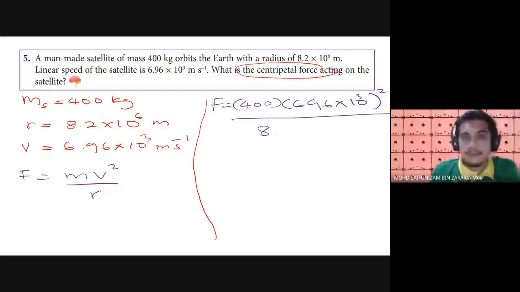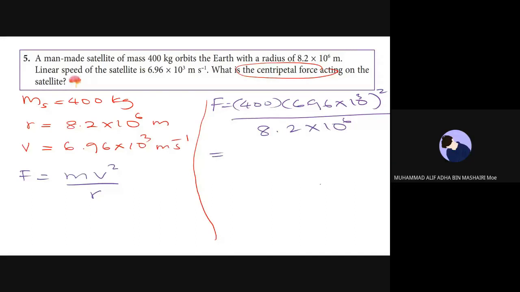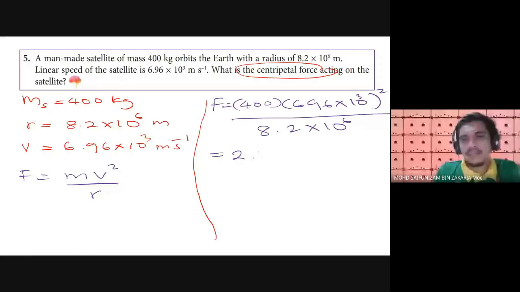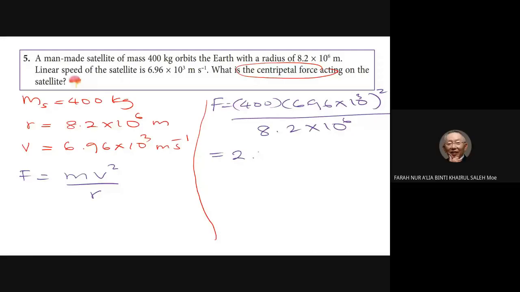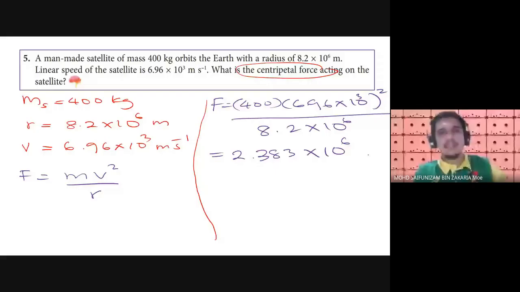So the final answer, arah berapa? Final answer 2.38342 darab 10 power of 6 Newton. Okay, do all get this answer? Do you agree with this answer?